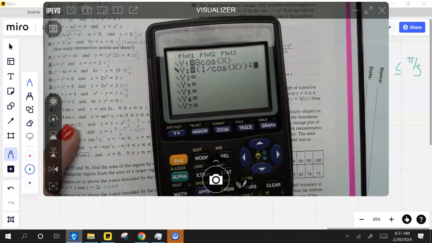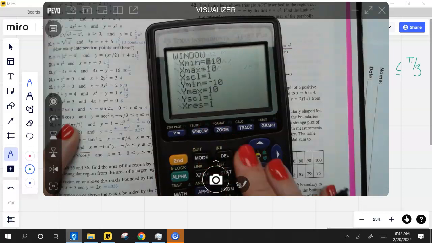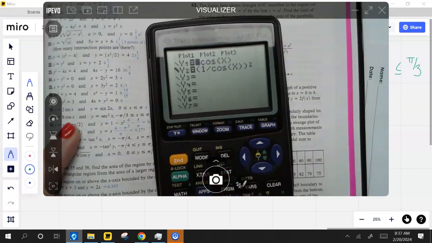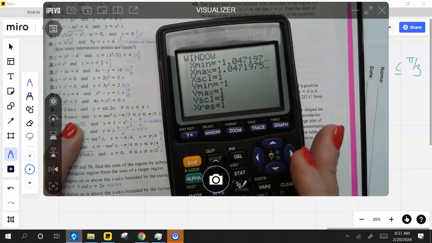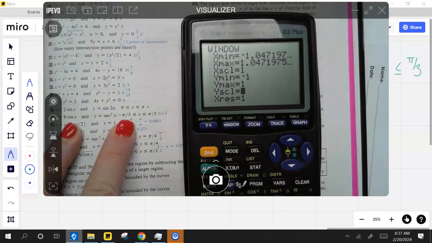Before I graph, I'm going to set my x window. I'm going to set my x's from negative pi over 3 to pi over 3. And I'm going to go from negative 1 to 1 on my y's, because that's what you'll generally default to if you do a zoom trig. Because that's the restricted domain here that they gave me.